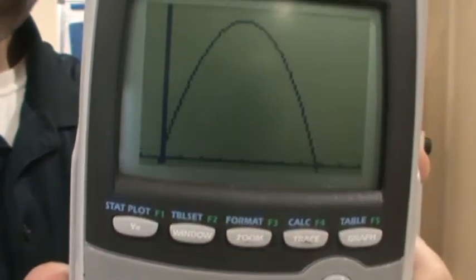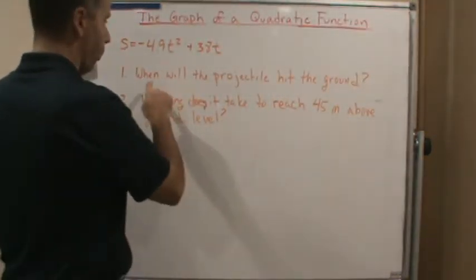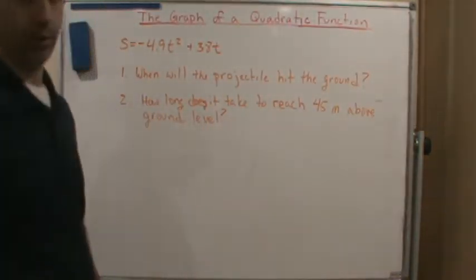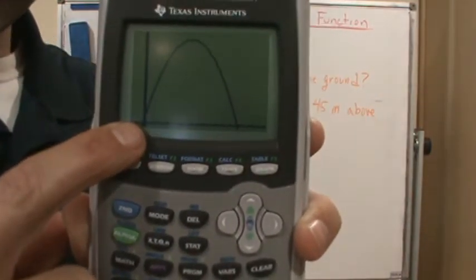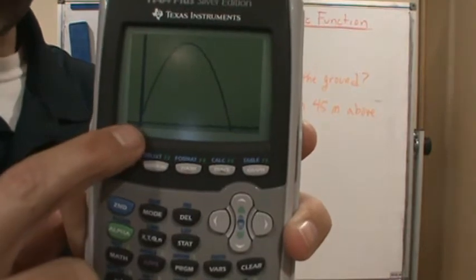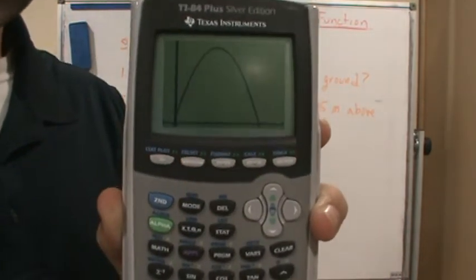Okay, so there's my graph. Now, let's answer the questions. When will the projectile hit the ground? Well, the projectile will hit the ground when the height is 0. So that means I'm going to look for the x-intercept.